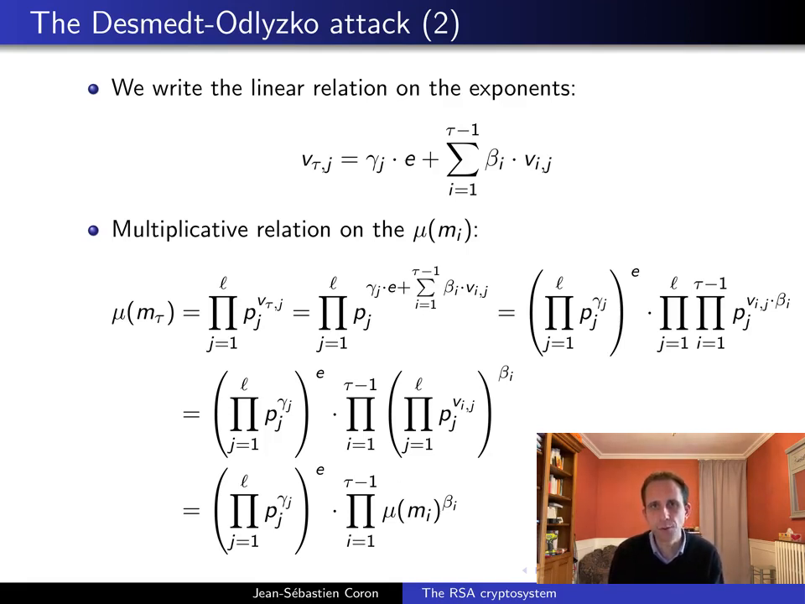And then we can swap the two products. So we write the product over the messages m_i first. So we have the product for i equals 1 to τ−1 of the product for j equals 1 to L of p_j^(v_ij) to the β_i. And by definition, this product of the prime factors is exactly μ of m_i. So eventually we obtain that μ of m_τ is something to the power of the public exponent e times the product of the μ of m_i to the power of the exponent β_i.